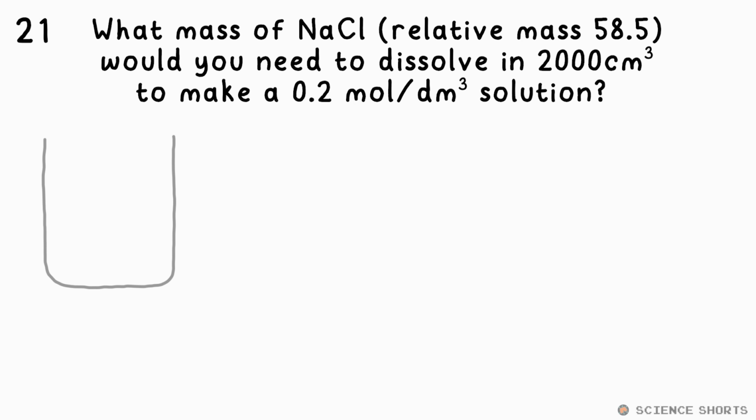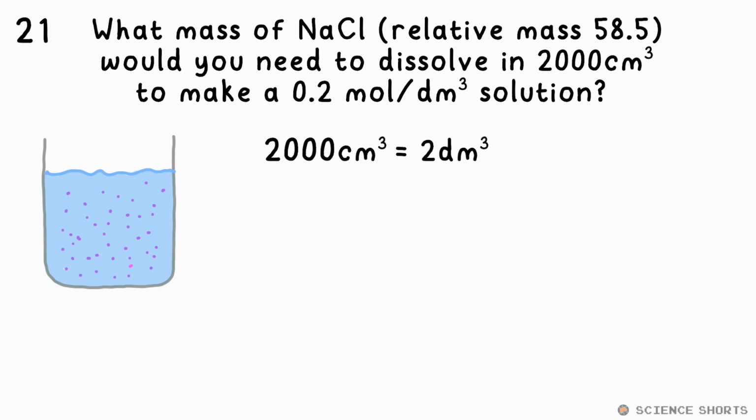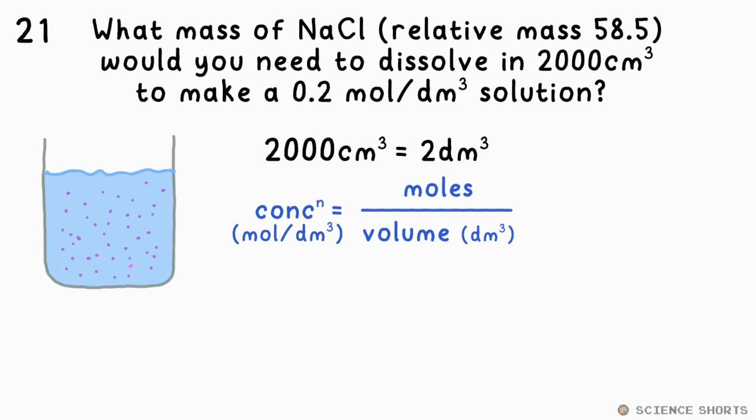How many grams of salt, sodium chloride, RAM of 58.5, would you need to dissolve in 2,000 centimeters cubed of water to make a 0.2 molar or moles per decimeter cubed solution? Pause the video for this one. First, convert centimeters cubed to decimeters cubed by dividing by 1,000, so that's 2 decimeters cubed. If you can't remember the equation for concentration, remember that units are your friends.